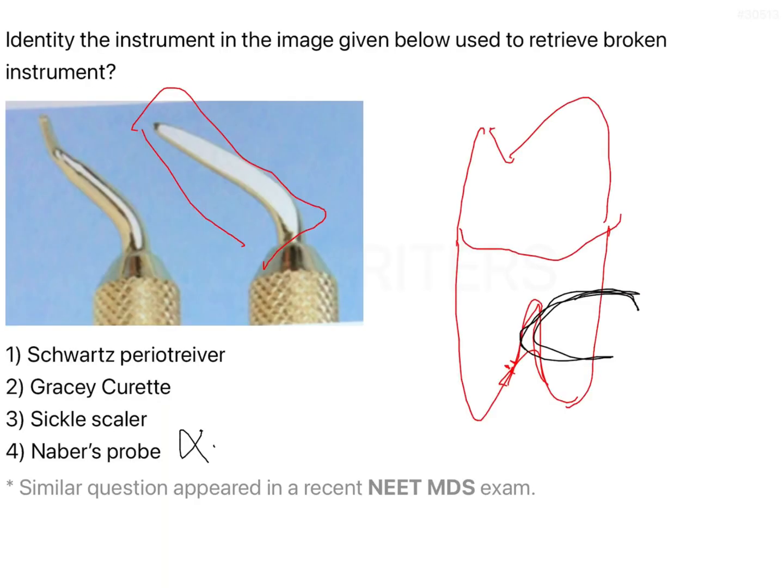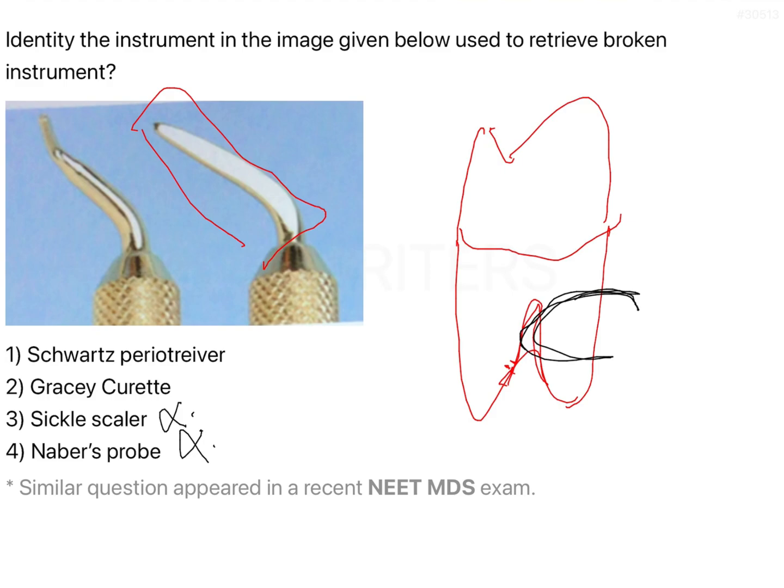The third one in the options, as you know, again sickle scaler is ruled out. Third one is a Gracie curette. Curettes are of two types. One, you have universal curettes, and then you have Gracie curettes. Gracie curettes are also called area specific curettes. You need to know a little more in depth about Gracie curettes, because this is something that has been continuously asked in AIIMS and past INI-CET exams. They have been continuously asking a lot about Gracie curettes. So you need to know about Gracie curettes.